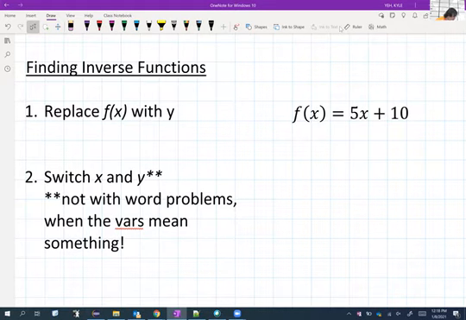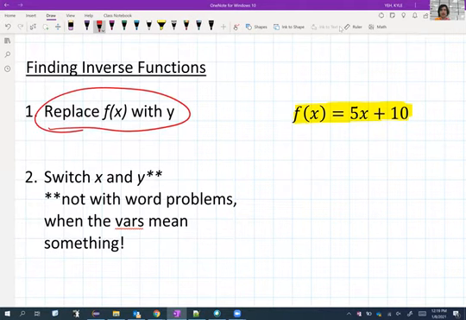So for this example, I'm going to show you one example, and I'd like you to follow along on your paper, and then I'm going to have a problem for you to work. But for this example, we are working with that function I just highlighted in yellow, f of x equals 5x plus 10. That is our original function. So to find its inverse, step 1, we're going to replace f of x with y.